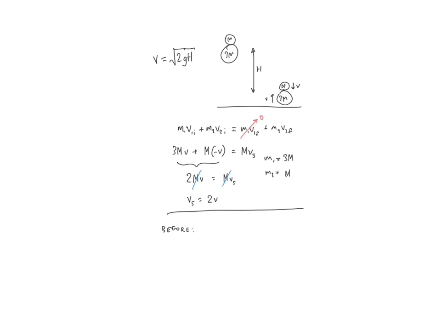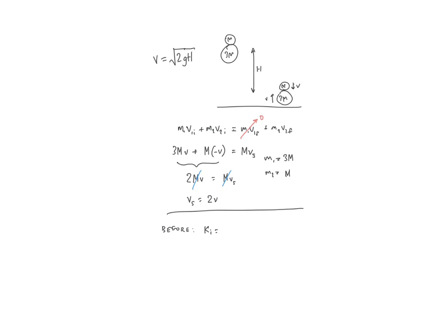Before the collision, the initial kinetic energy is, and remember that's when we have mass 3m moving upward at speed v and mass M moving downward at speed v.